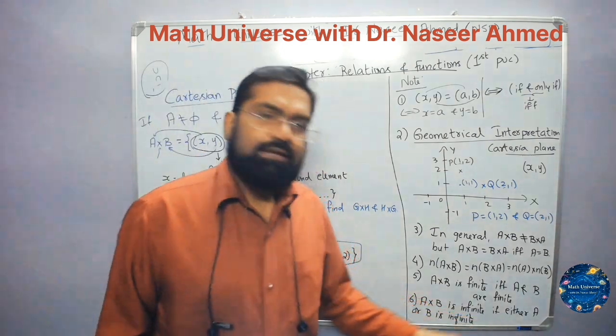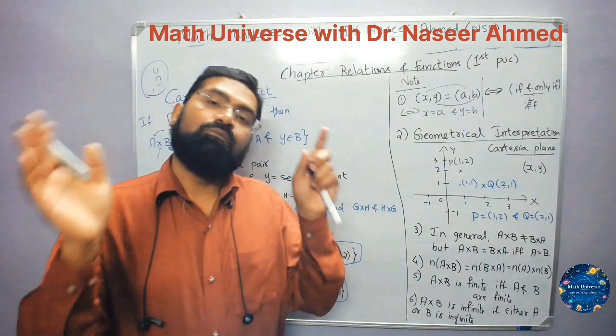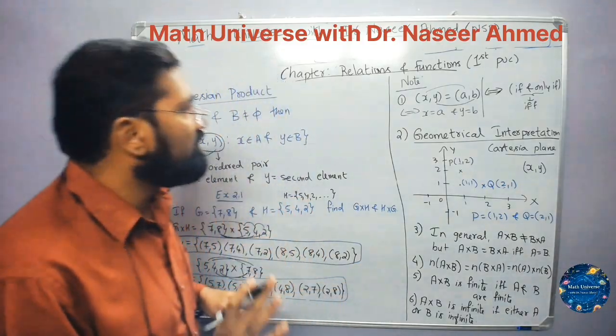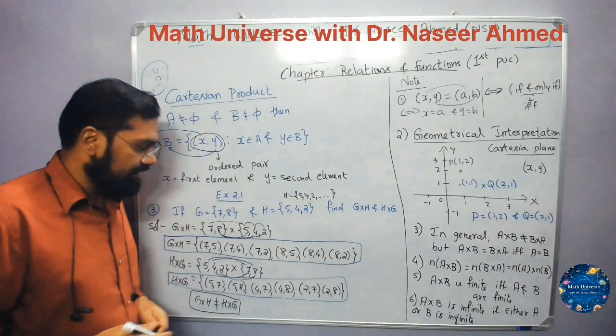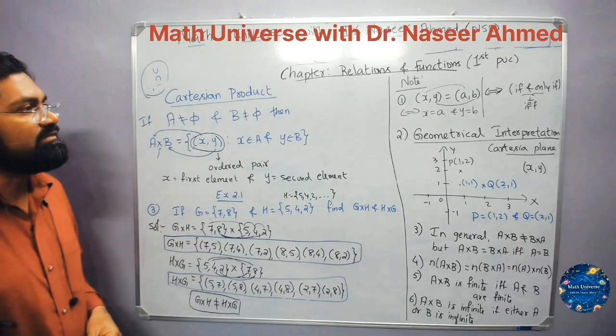I have used the word either. It means it can be A, B, or it can be both also. Okay, then it will be infinite. So I hope this concept is clear. Okay, kindly make a note of the same.